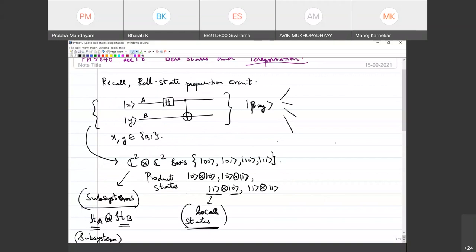And these states are of the form (00 plus 11) by root 2. Okay, so I'm writing them in some order. All right. Maybe I'll just write it like this. Depending on which of the 4 inputs you have, you get one of these 4 output states. So I'm going to write this as (00 plus minus 11) over root 2, (01 plus minus 10) by root 2, right? Okay, so what is the implication of a state like this?